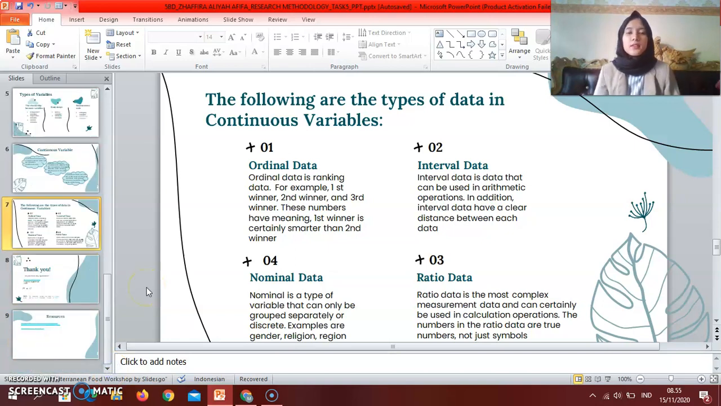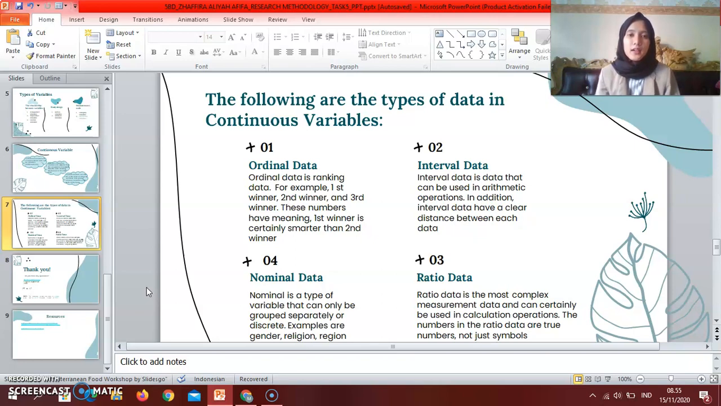There are several types of data in continuous variables. First is ordinal data. Ordinal data is ranking data. For example, first winner, second winner, and third winner. And these numbers have meaning. First winner is certainly smarter than second winner.